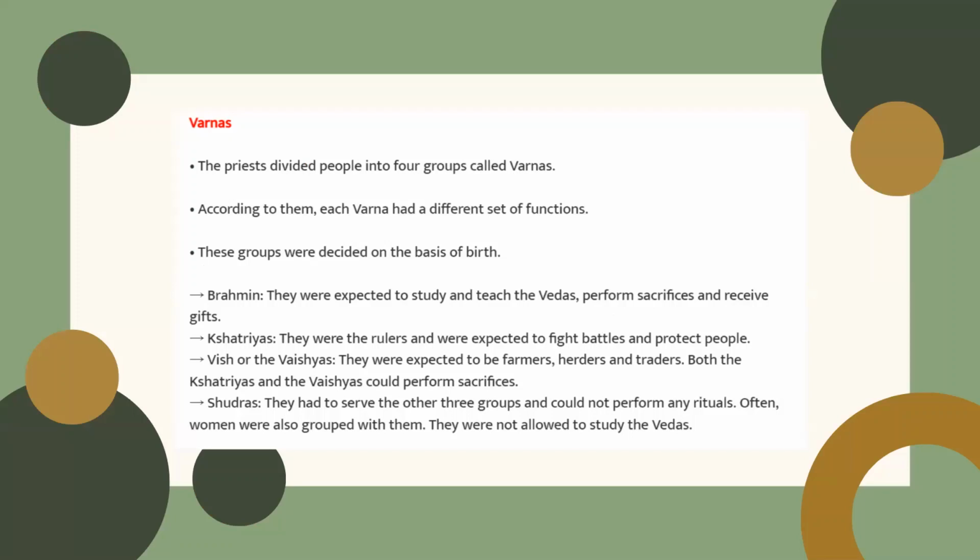According to them, each Varna had a different set of functions, and they said that these groups were divided on the basis of birth. For example, the four varnas. First is the Brahmin, second is the Kshatriyas, third is the Vish or the Vaishyas, fourth were the Shudras. Brahmins were expected to study and teach the Vedas, perform sacrifices and also receive gifts.